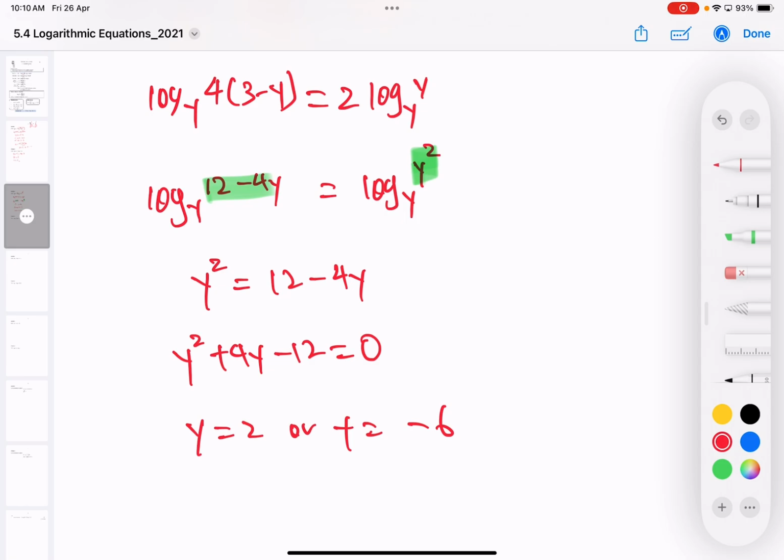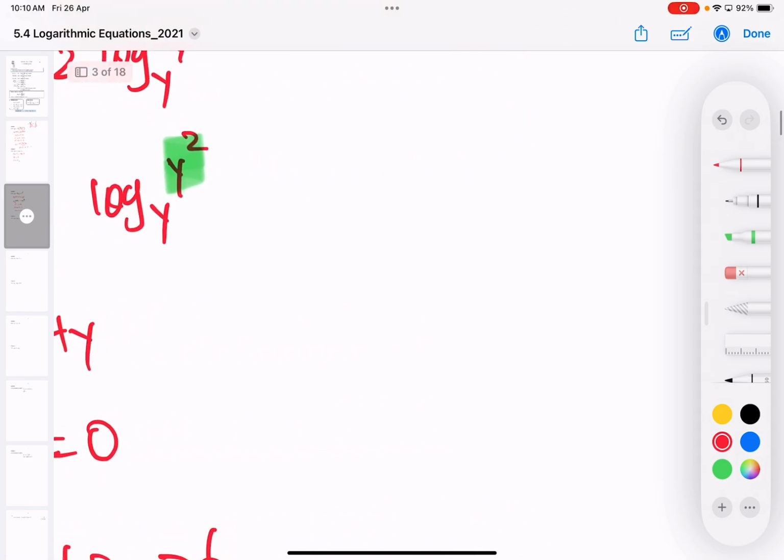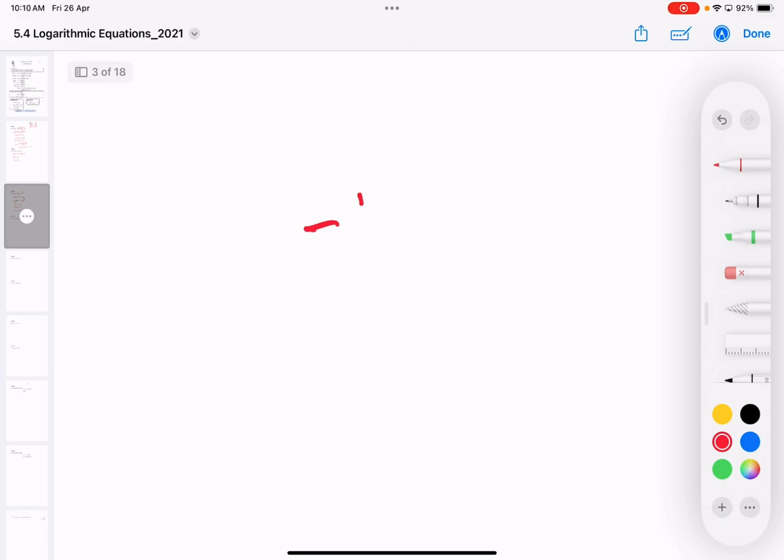Okay, remember, what does this y represent? This y actually is the base of our log. Why can we not have a negative base? Now, in the normal mathematics sense, sure, we can have a negative 6 raised to the power of 3. Who says we cannot? Why can the base not be negative?